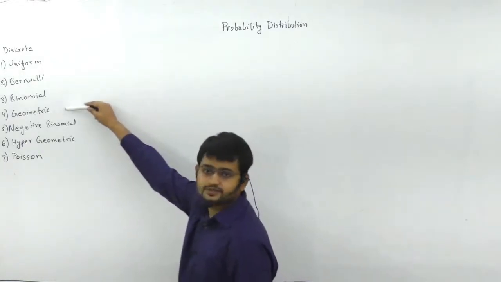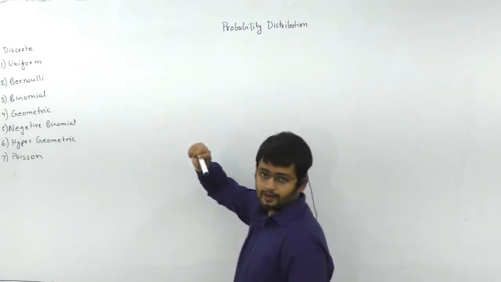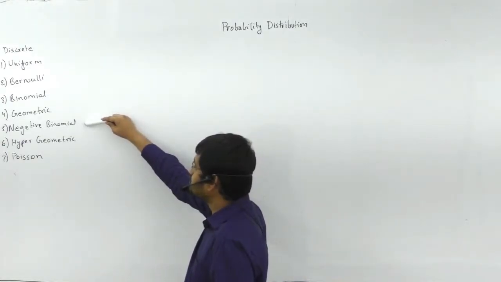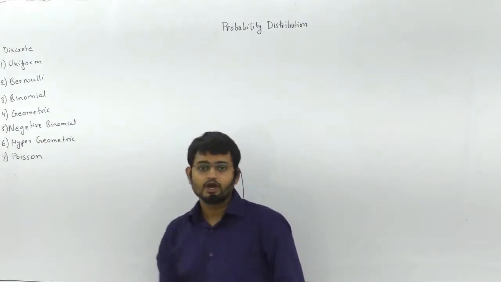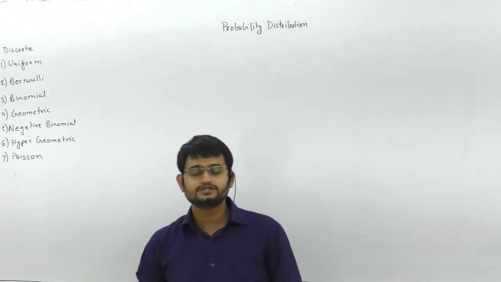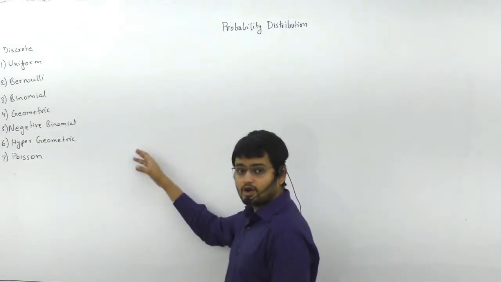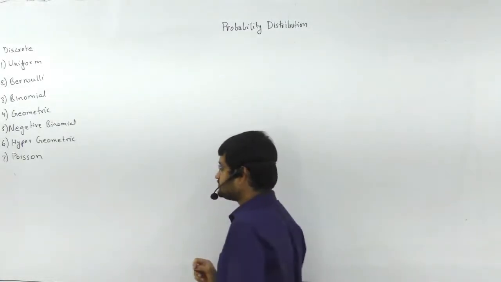Similarly, in geometric distribution, the first being success or failure does not change the probability of the second or third being success or failure, and so on for negative binomial also. But in hypergeometric, it changes the probability of the next being success or failure depending on whether the first is success or failure.